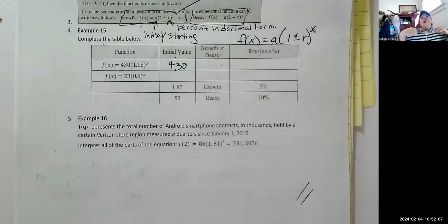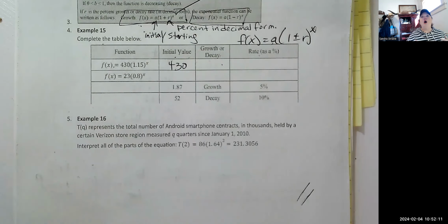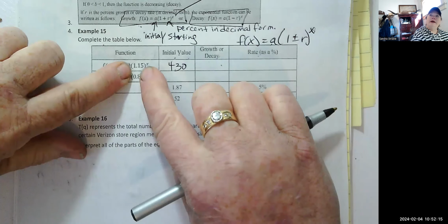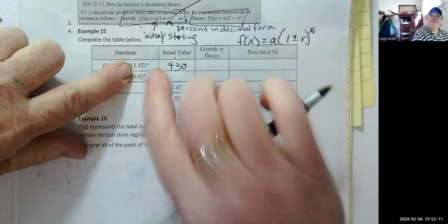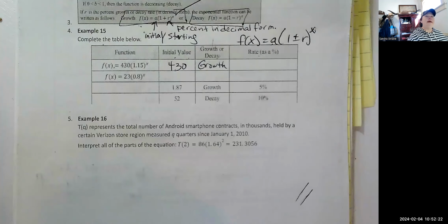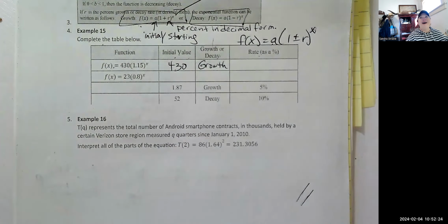To know whether or not something is growing or decaying, if the number inside this parenthesis is 1 or greater, all right, that means we have growth. Because the number inside the parenthesis is 1 or greater, that is growth. Pardon me. We'll talk about decay here in just a second.